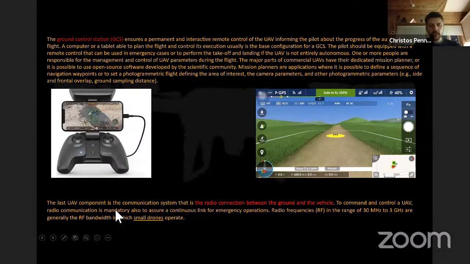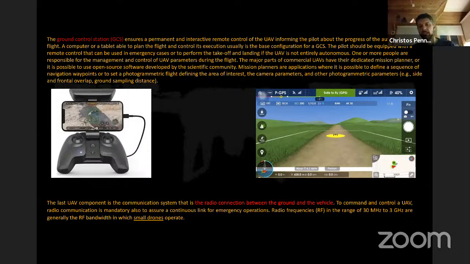The last UAV component is the communication system. This is the radio connection between the ground and the vehicle, so this is actually the communication between the remote control and the drone itself. In order to command and control the UAV, radio communication is obviously mandatory, also to assure a continuous link for emergency operations.